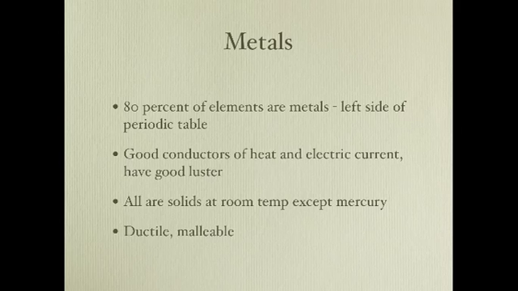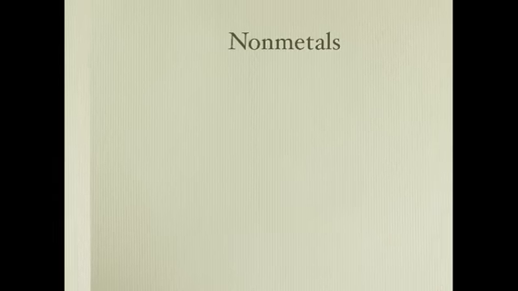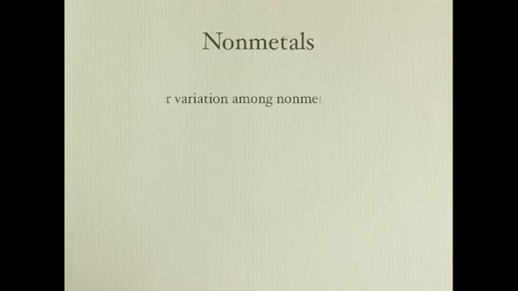Ductile means I can pull them into a wire. Malleable means you can pound them into sheets. So think about it. You can take metal and pound on it with a hammer and it doesn't break. It just bends, changes its shape, but it doesn't break.